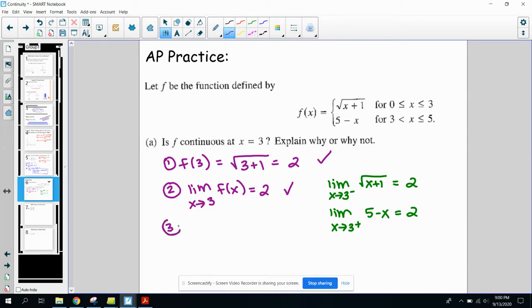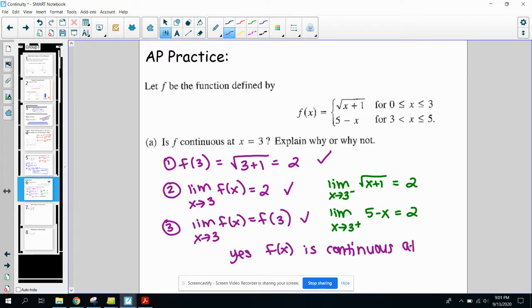And then step 3 is whether the limit as x approaches 3 of f of x is equal to f of 3. We said that the limit was 2. We said that f at 3 was 2. So since they are equal, check. So is f continuous at x equals 3? Yes. f of x is continuous at x equals 3. Now there are different ways that you could write this.